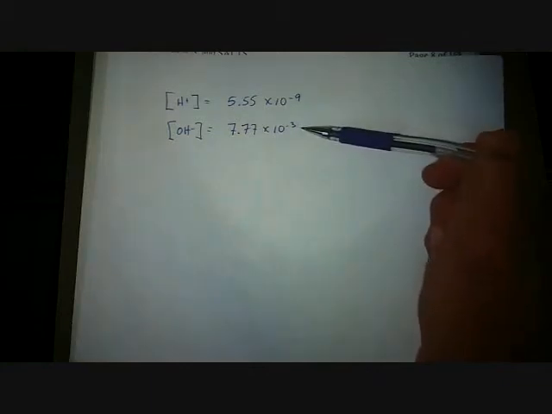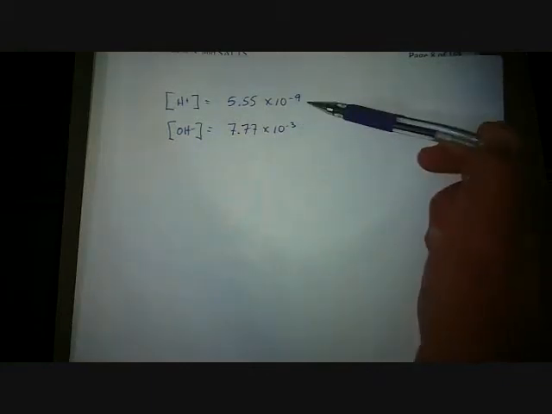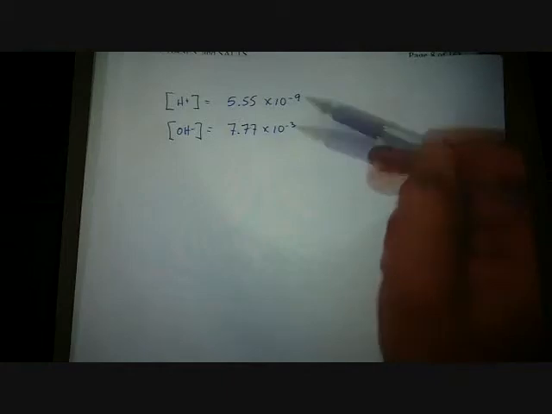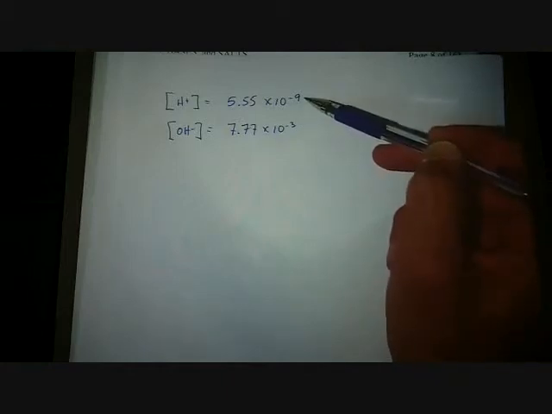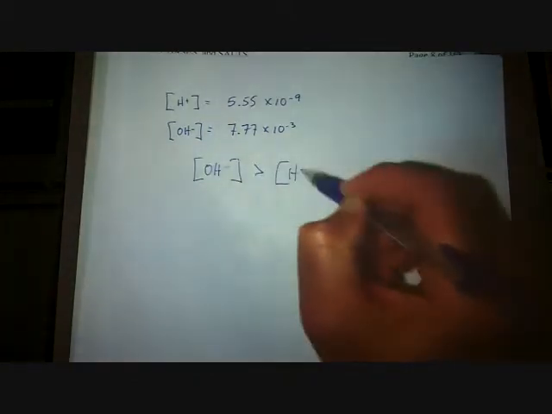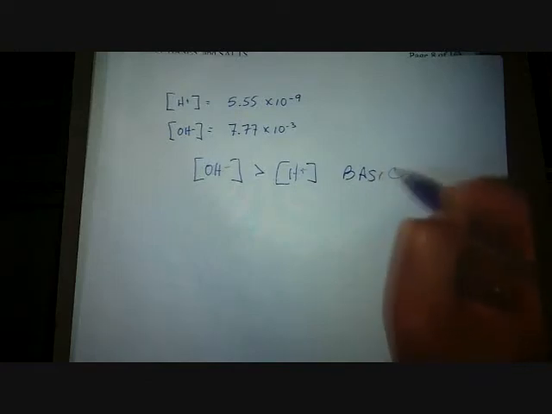I'm hearing 2 answers, acidic and basic. Everybody in here is saying that this value here is greater than this value here. Negative 9 versus negative 3. You don't look at how big this value is, because that's actually pretty small. So in this case, the hydroxide is greater than the hydrogen. Therefore, this is a basic solution.